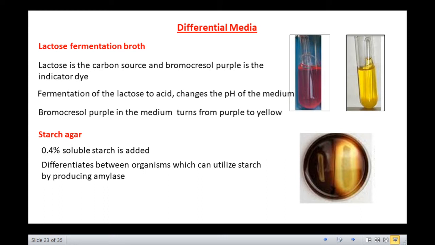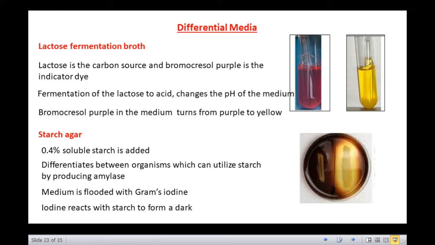After incubation, the medium is flooded with Gram's iodine. The iodine reacts with starch to form a dark blue colored complex. Any clear area around the growth of the culture after the addition of the iodine indicates the breakdown of starch by the organism due to the production of amylase, as can be seen here. Those which do not show any zone of clearance are amylase non-producers.